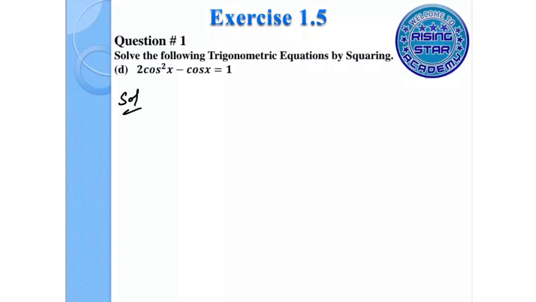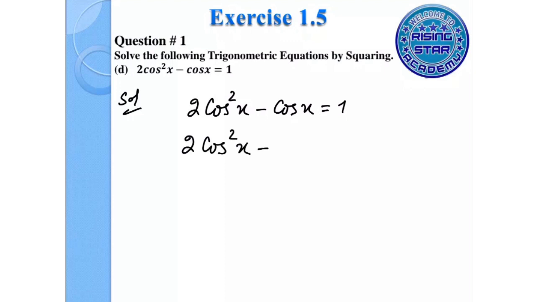In part D, we have a quadratic equation: 2cos²x minus cos x is equal to 1. We will rearrange it, so we can write 2cos²x minus cos x minus 1 is equal to 0. Now for that purpose, we need to simplify this quadratic equation. The simple step is we use the calculator to factorize it, number one. And if you want to simplify, we have to break this middle term.